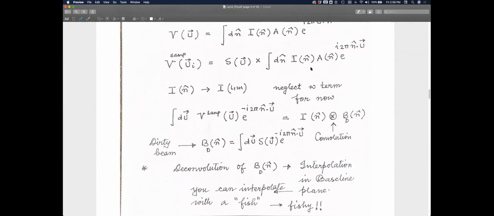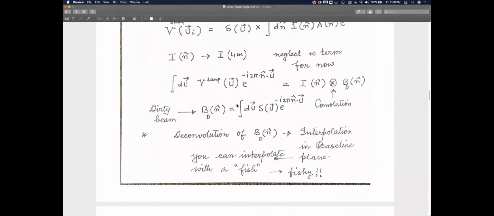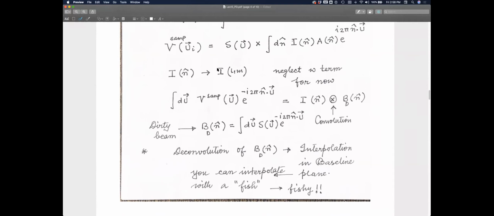If I call the Fourier transform of this entire thing as ILM, then what do I have if I do the Fourier transform of the sampling function? Well, now it is a multiplication in the baseline plane. So I get a convolution in the image plane. When I say baseline plane, it means that some function is given as a function of u. When I say image plane, some function is given as a function of lmn or n cap.